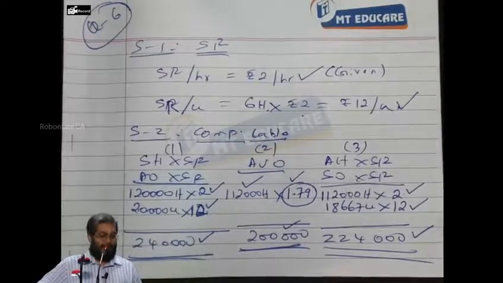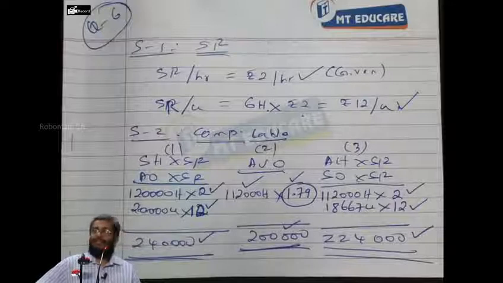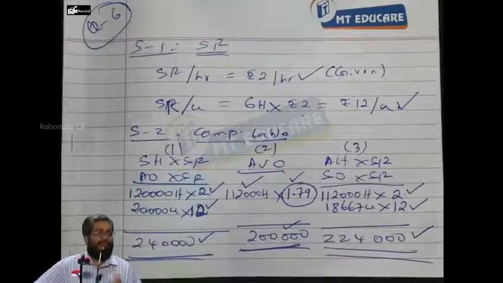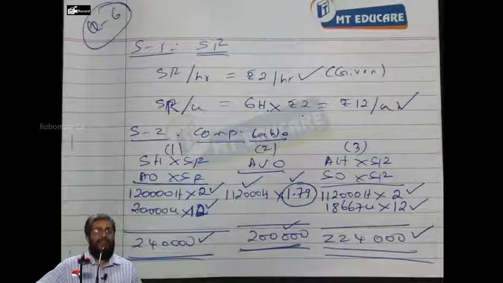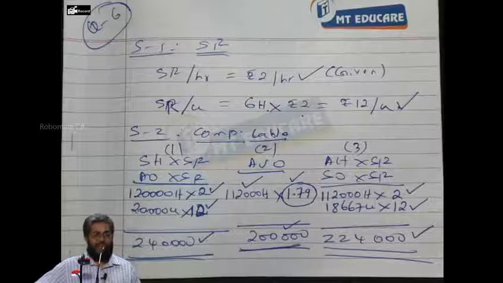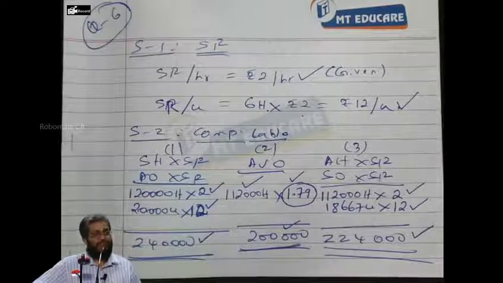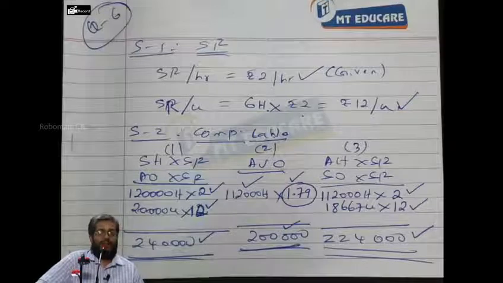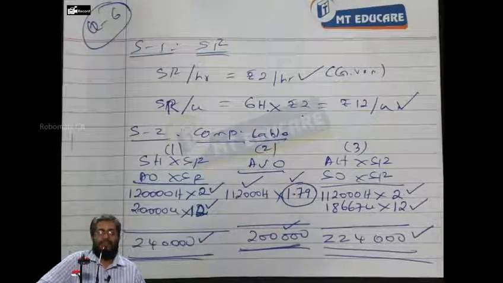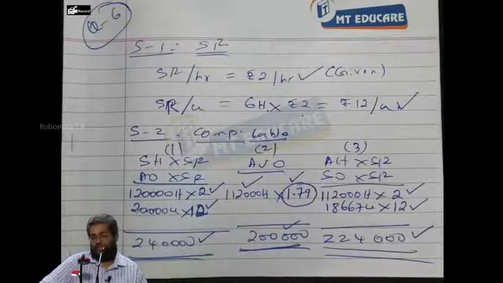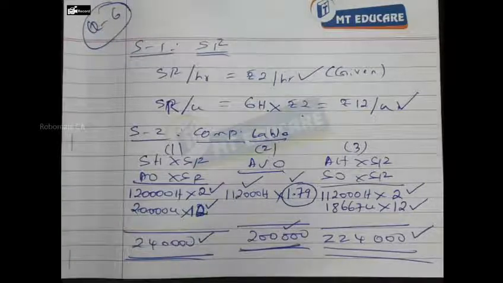The variable overhead cost may vary due to 2 reasons. Branch it into 2. First branch, expenditure change. Second branch is change in efficiency.